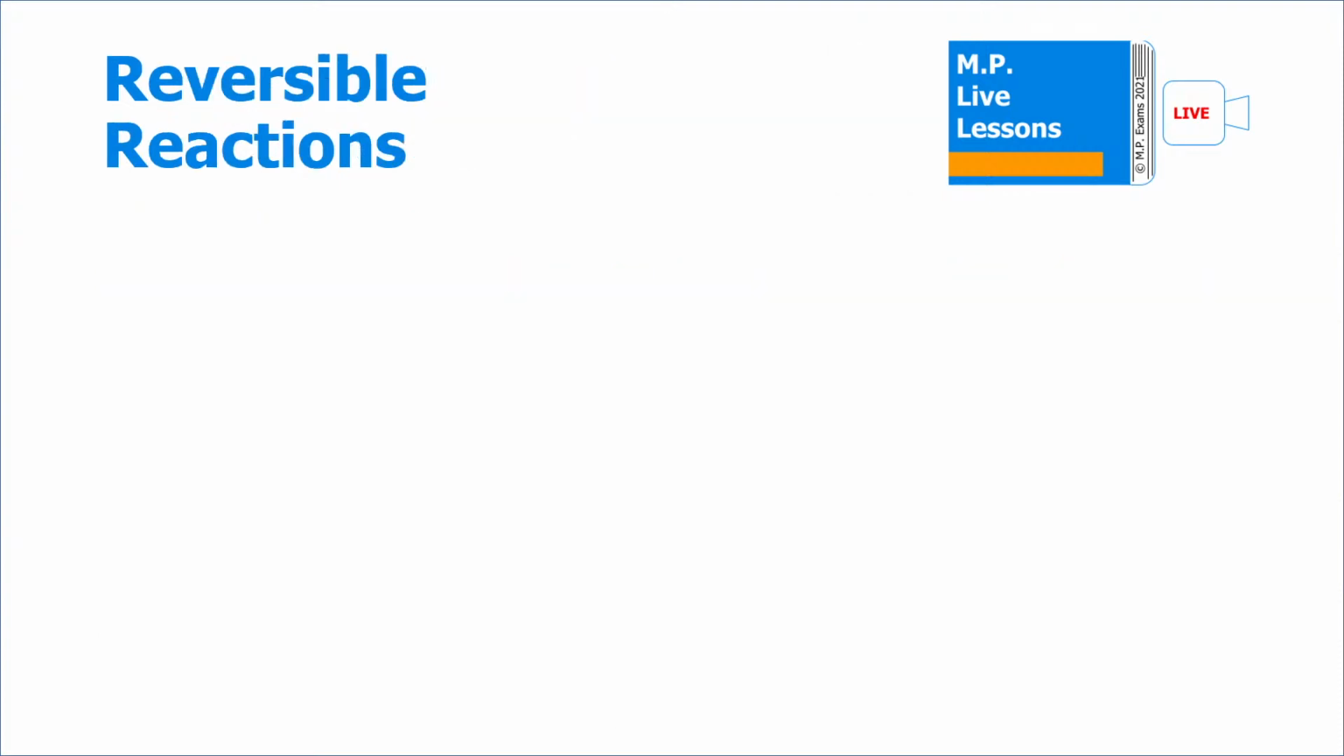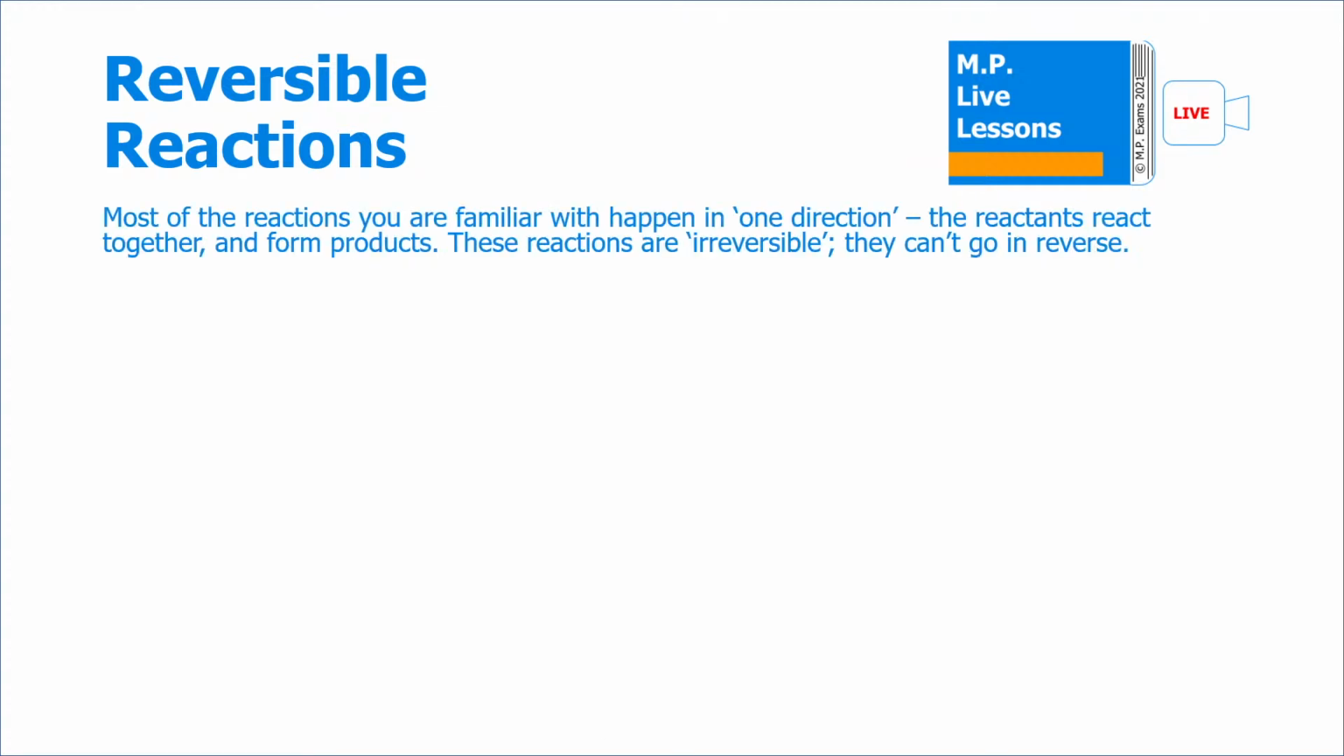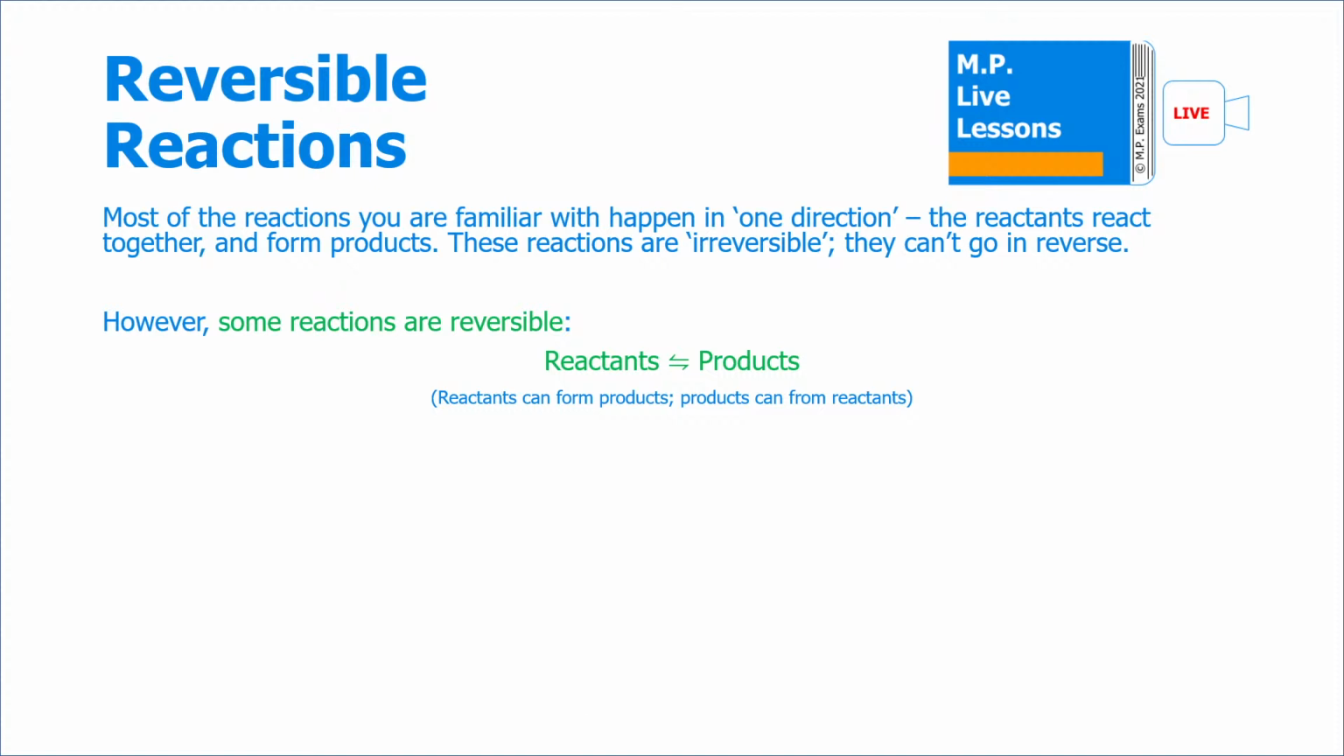Next on this unit are reversible reactions. So for a while, you've been dealing with irreversible reactions. So these form reactants to products. So they go in one direction, shown with the arrow. So the reactants react together and form products. These are irreversible because they can't go in reverse. However, some reactions are reversible. The reactants make products, and the products can make the original reactants again.